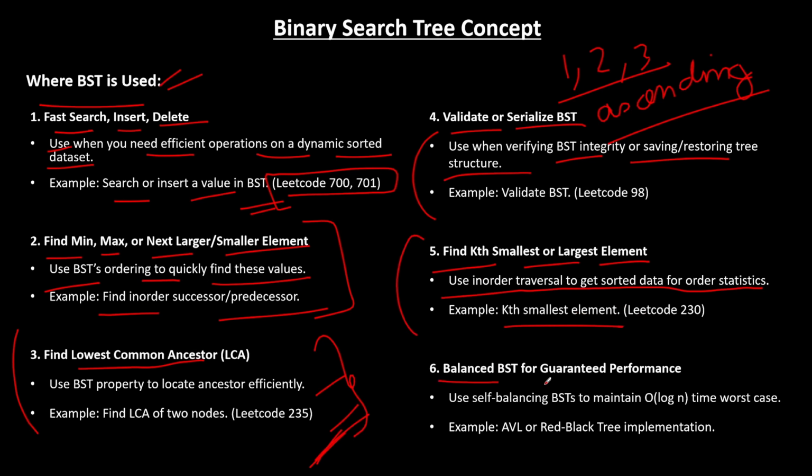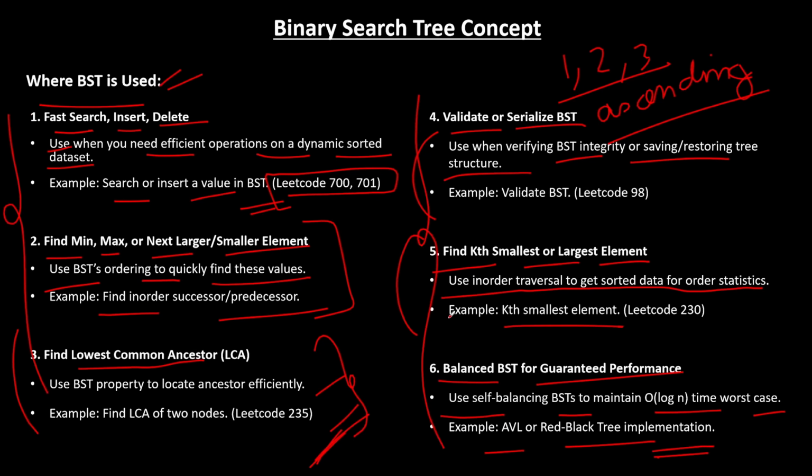And balanced BST or guaranteed performance is basically using self-balancing BSTs to maintain log n time in the worst case, such as an AVL or red black tree implementation. So these are a few of the applications of the binary search tree you could go through to make your concept much stronger and more efficient. So I hope you understood the concept of binary search tree. Now let's move to the next slide.